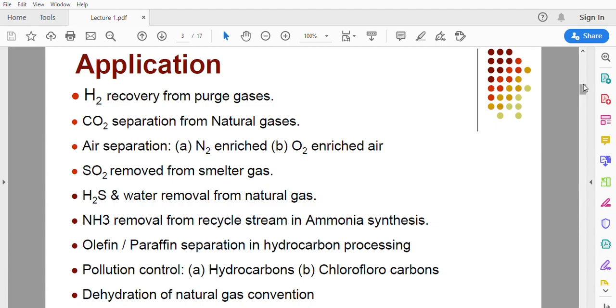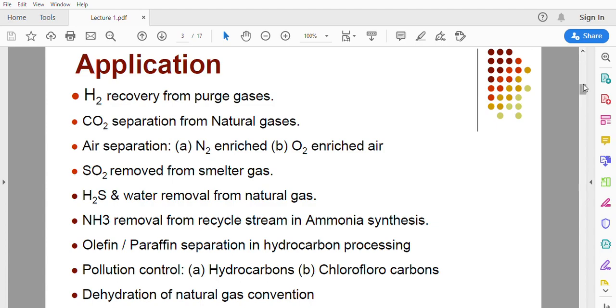Third, the most useful application of membrane based process is the air separation. Air separation in terms of nitrogen enriched environment and oxygen enriched environment. The most important application of this process is providing oxygen in hospitals. When any patient requires oxygen, it does not require 100% pure oxygen. In hospitals we generally use 35% oxygen for the patients.